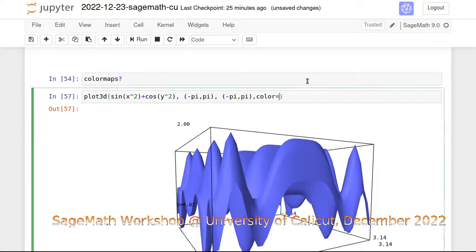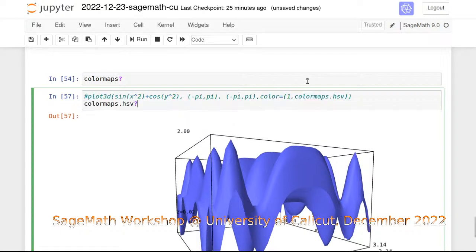Color equal to, I am giving an ordered pair. So I should have given a variable there. Color equal to is a parameter in plot3D. There are several different things that are available. Color maps, I am using HSV. We can of course see the effect of this even before that.